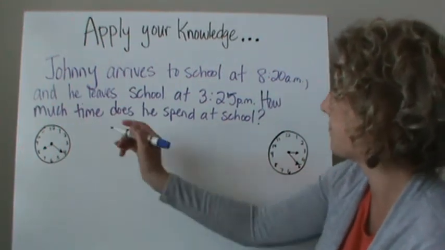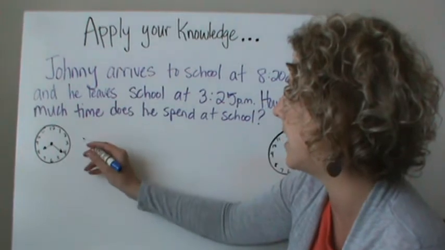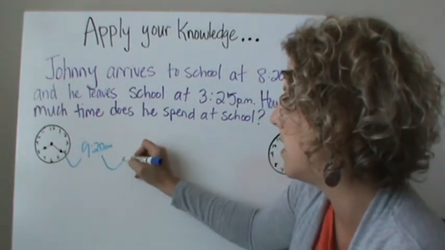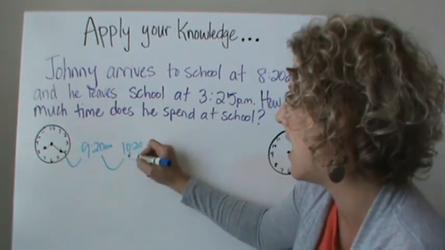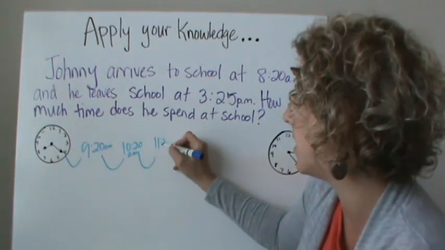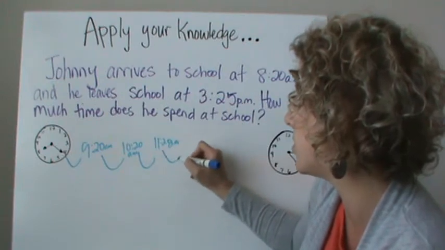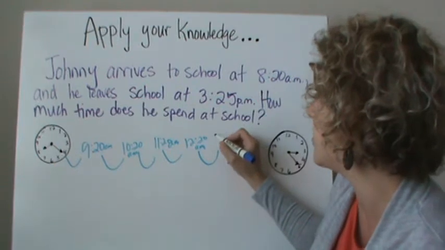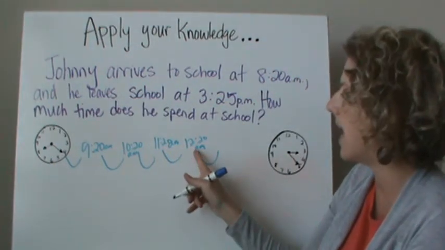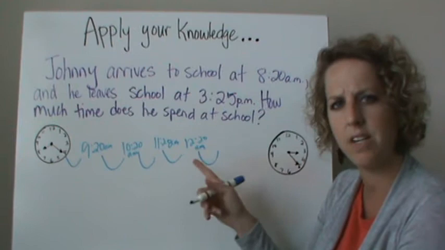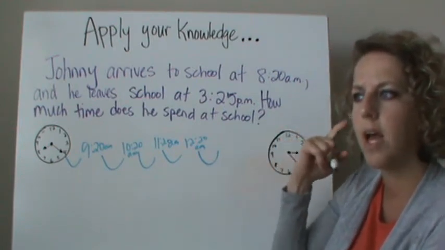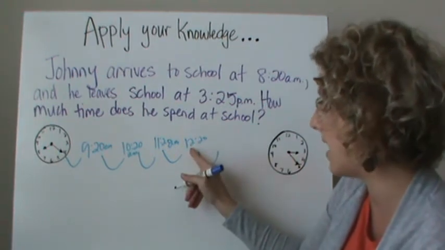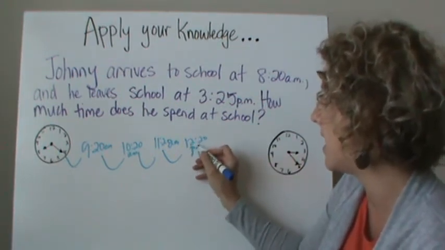He leaves school. So we'll say from 8:20 to 9:20 a.m., to 10:20 a.m., to 11:20 a.m., to 12:20. Now, instead of a.m., is that supposed to be still a.m.? We think back, afternoon was p.m. So 12:20, right after 12 o'clock, it's p.m.